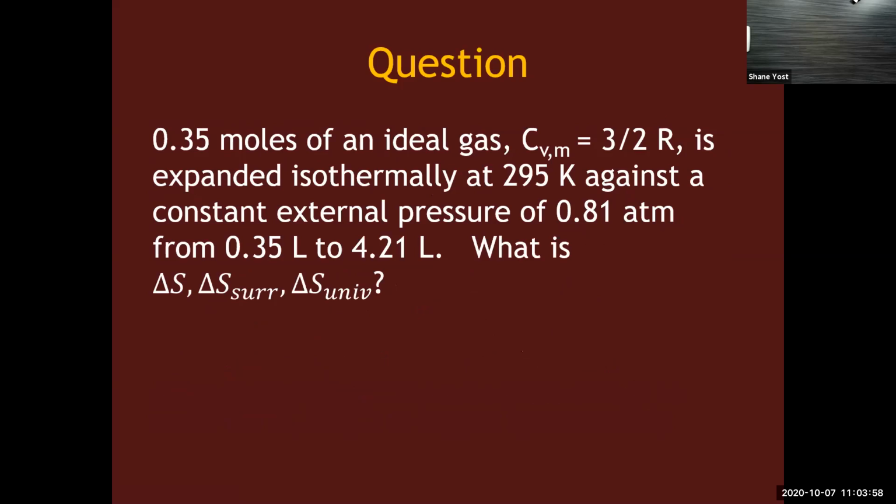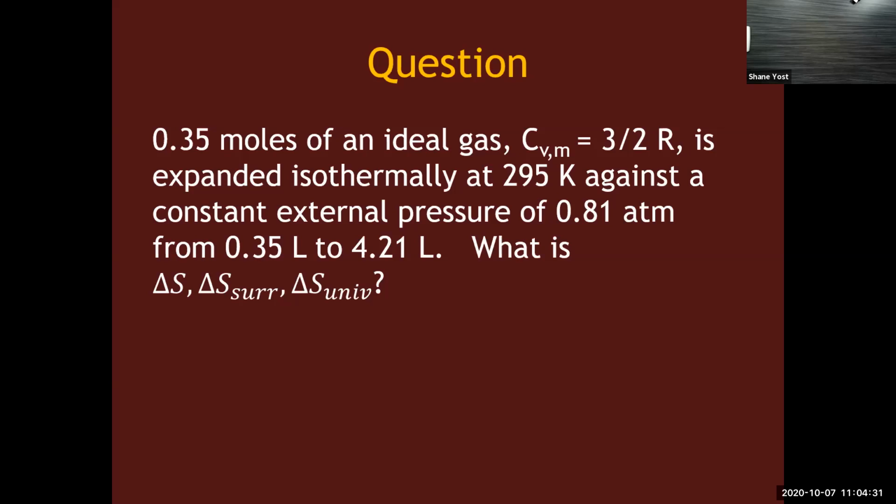So in this example, I have 0.35 moles of an ideal gas, and we're given the molar heat capacity at constant volume. This ideal gas is expanded isothermally at 295 Kelvin against a constant external pressure of 0.81 atmospheres from 0.35 liters to 4.21 liters. The question is, what is delta S of the surroundings, and delta S of the universe? Okay.